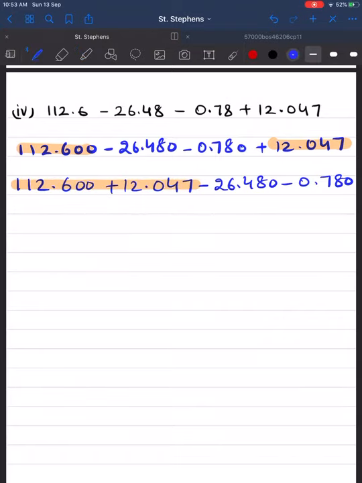Now first we will add the positive decimal numbers. So let's arrange them in columns. So we have 112.600 plus 12.047. Now let's add.